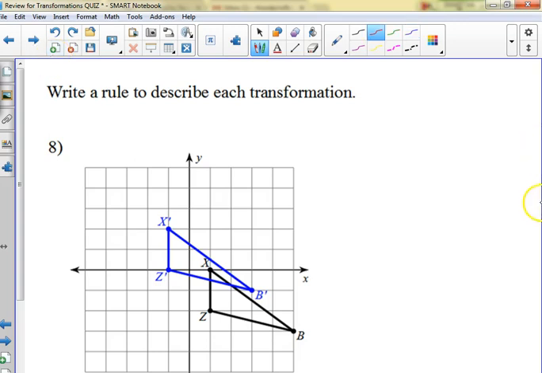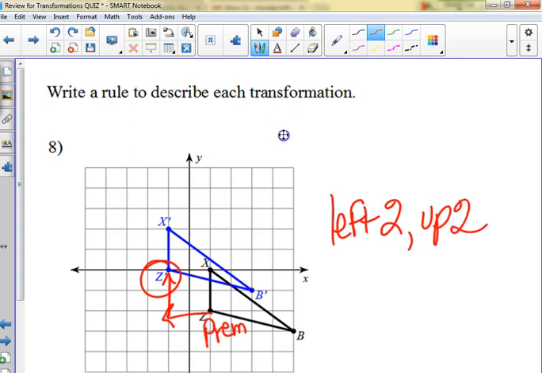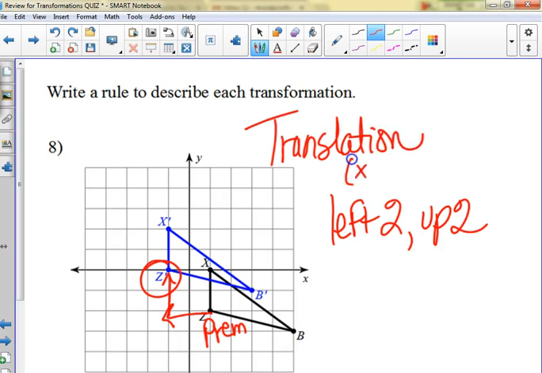And this one, remember it started down here. This is the pre-image. And this is where it ended up with the prime. So it went left 2 and up 2. And that is a translation, which means slide. And left 2 would be -2, and up 2 would be +2 on the y. Again, those are multiple choice, so it should be pretty easy to pick the right one.